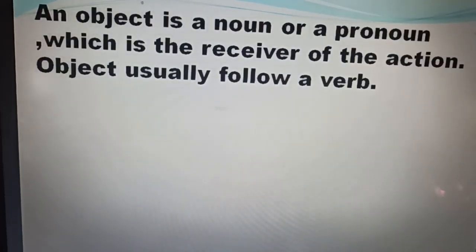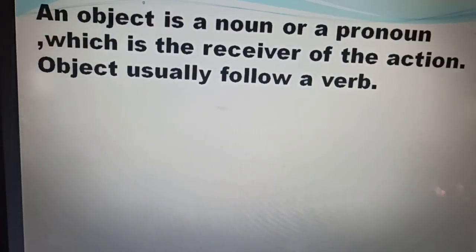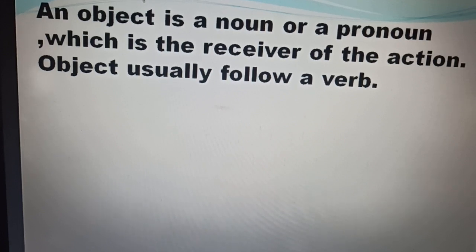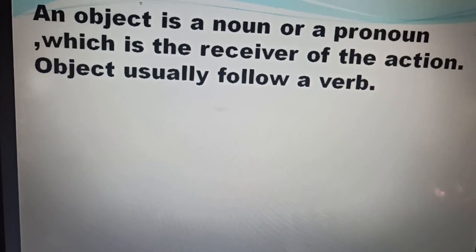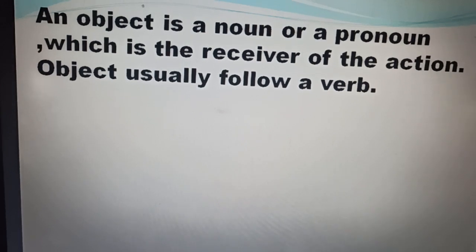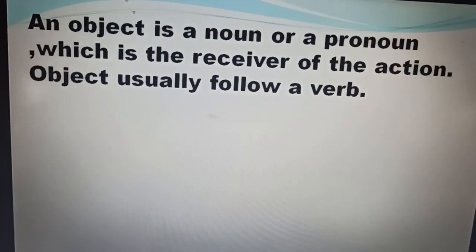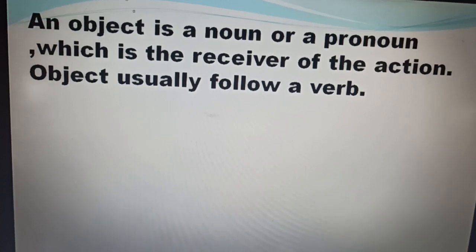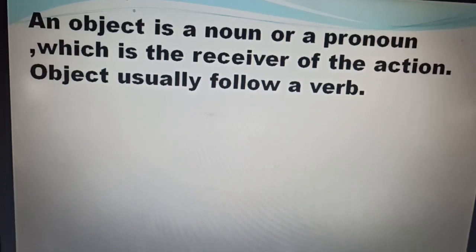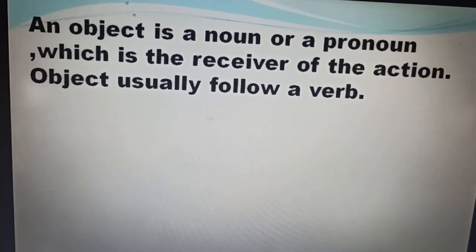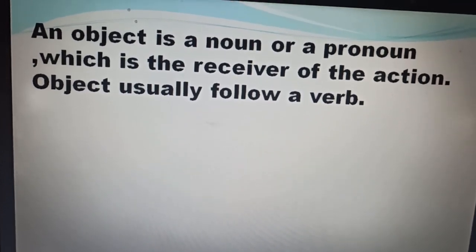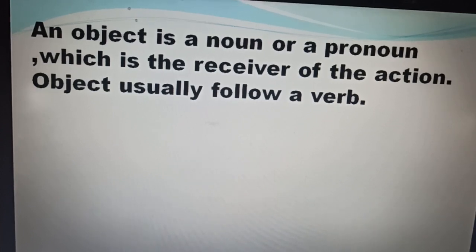Now an object is a noun or pronoun which is the receiver of the action. Object usually follows a verb. ऑब्जेक्ट जो सब्जेक्ट करता है, जो सब्जेक्ट ने किया उससे रिलेट करता है आपका ऑब्जेक्ट. And the object receives what the subject does. Object comes after the verb.